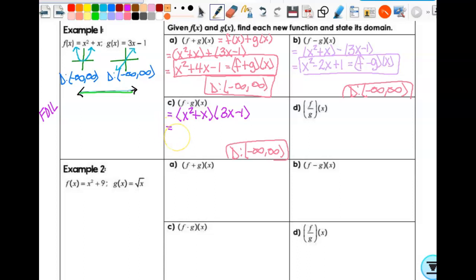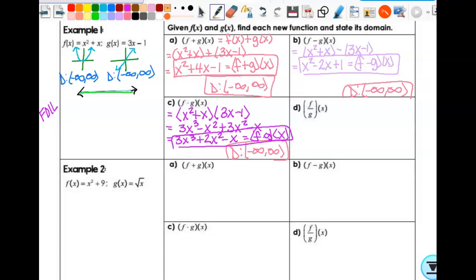So I'm going to take the first two, multiply them together, and I get 3x cubed. The outside two together, and I get negative x squared. The inside two together, and I get a positive 3x squared. The last two together, and I get negative x. So when I combine that, I get 3x cubed plus 2x squared minus x. And that's equal to f times g of x. Okay. Why? Because algebra.